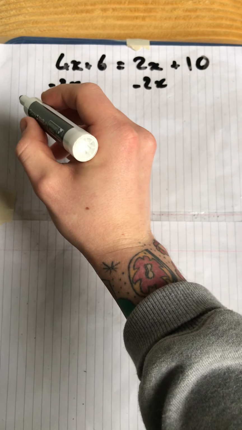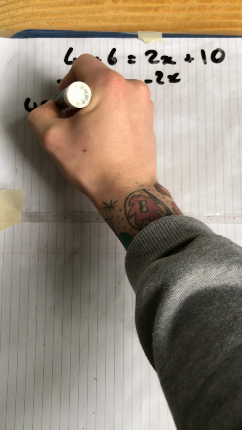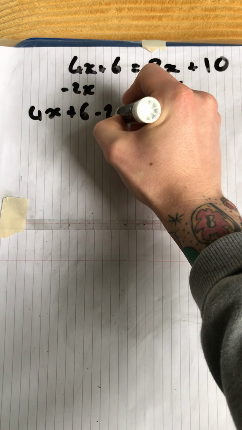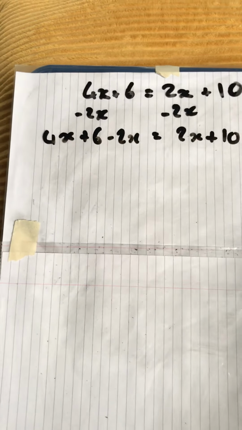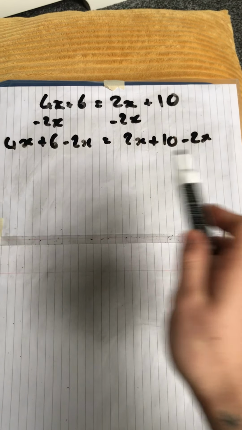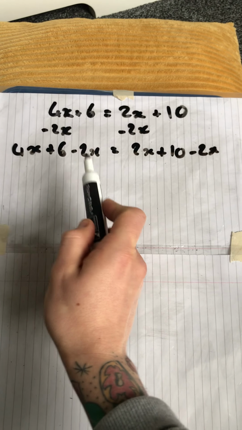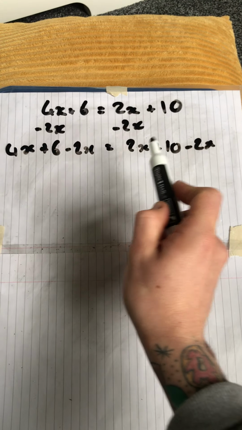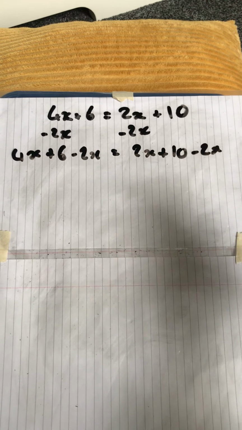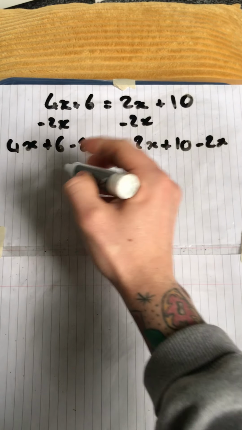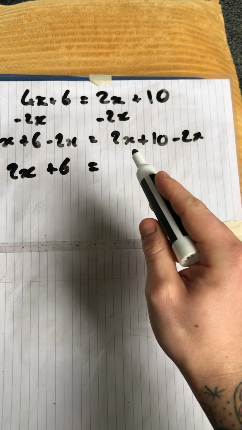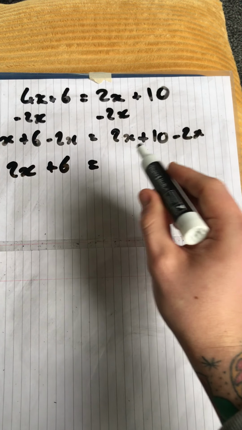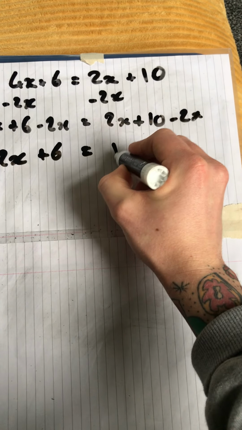And again, you do not need to write this line of working out if you don't want to. I'm just going to write it out though. So that's just me taking 2x from both sides of the equation, because that's the left side of the equation, subtract 2x. That's the right side of the equation, subtract 2x. I'm now just going to collect my like terms. So 4x take 2x is 2x with plus 6 left over. 2x plus 10 take 2x is just going to be 2x take 2x cancels each other out. So it's just going to be 10.